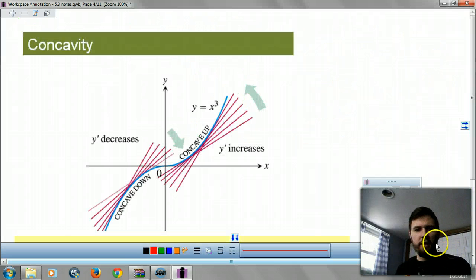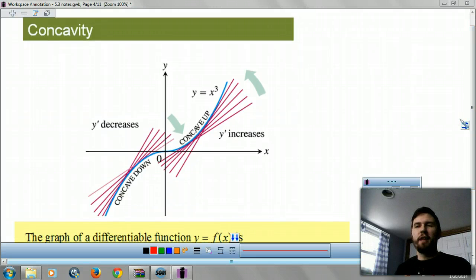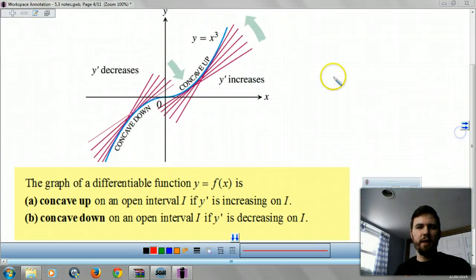Time looks pretty good. Okay, let's talk about concavity. And not the ones in your mouth. Cavity, never mind.